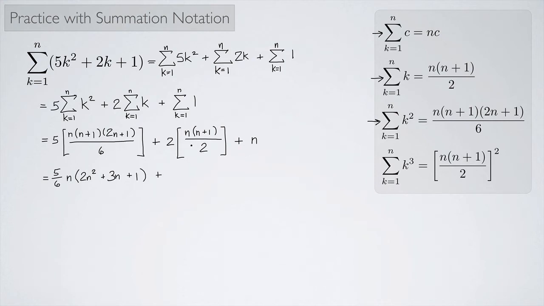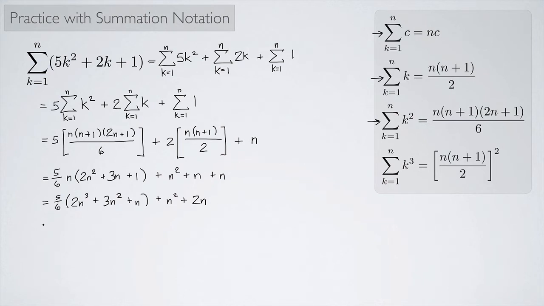This one, the 2's are going to cancel, which is nice, and then I'm just going to get n, and I guess I'll multiply this out too. So it's going to be n squared plus n. And then I have my last plus n right here. All right, so now I have 5/6 times, and I can multiply an n through this. So I'm going to get 2n cubed plus 3n squared plus n. And then I have plus n squared, and then n plus n is 2n.